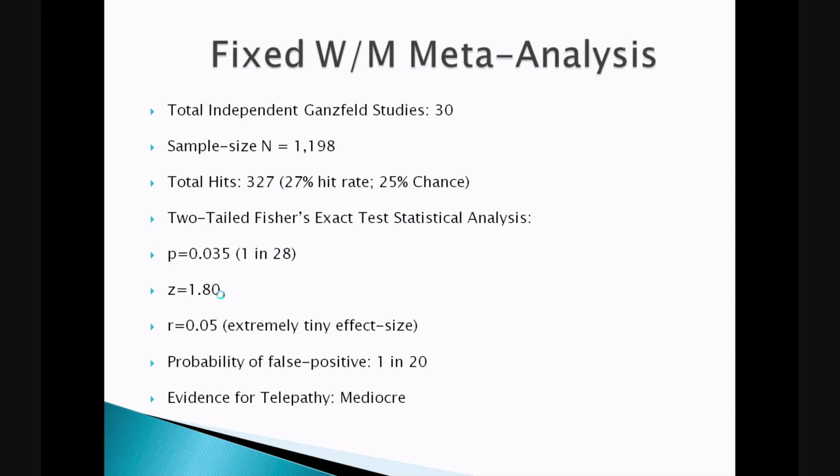Now, if we look at the statistical analysis, you can see that the results are actually statistically significant at the 0.05 significance level. You can see that the z-score went from 0.7 to 1.80, and it turns out that the effect size is extremely tiny, about 0.19. The probability of this being a false positive is simply 1 in 20, so the evidence for telepathy cannot be considered that bad nor that good. It's more mediocre, to be precise. But overall, Richard Wiseman and Milton did in fact show evidence for telepathy.